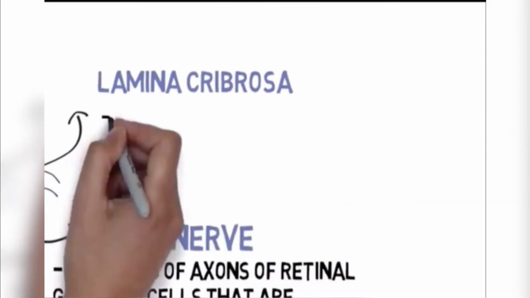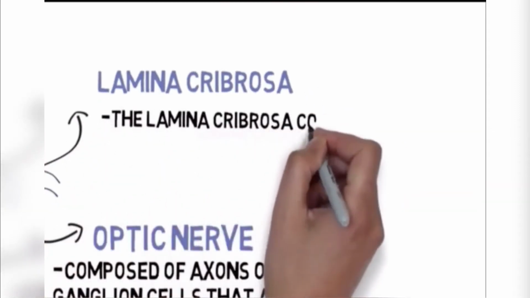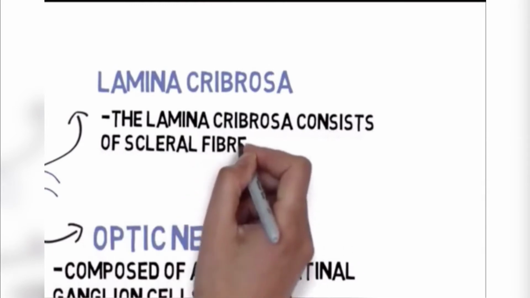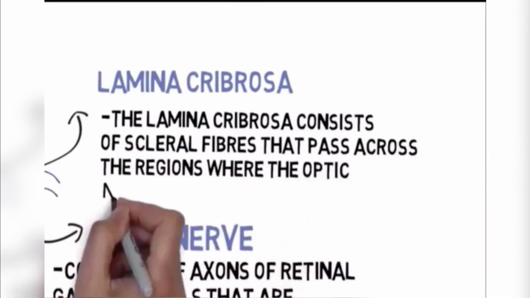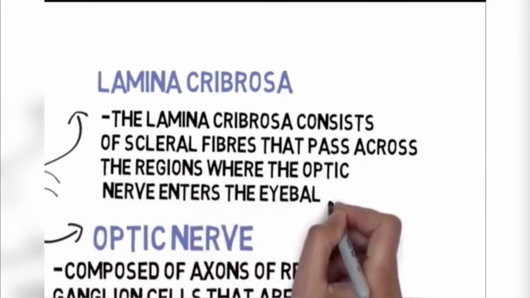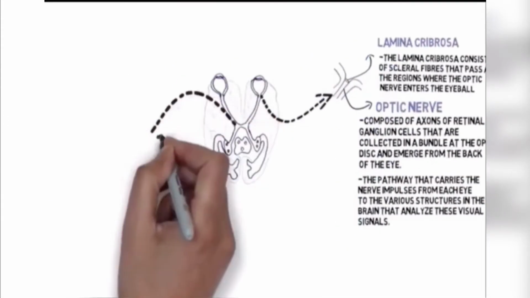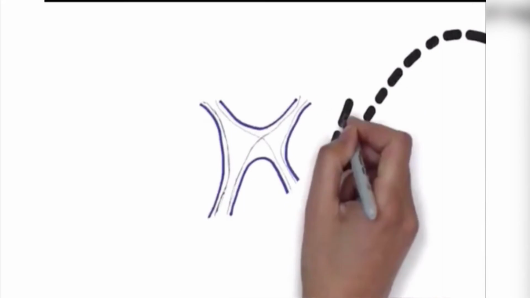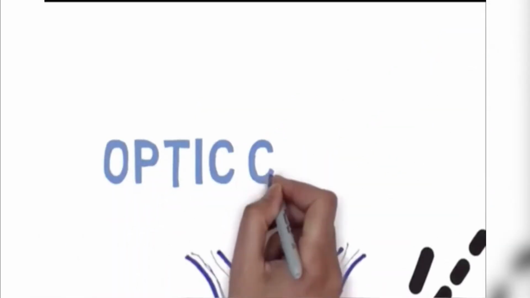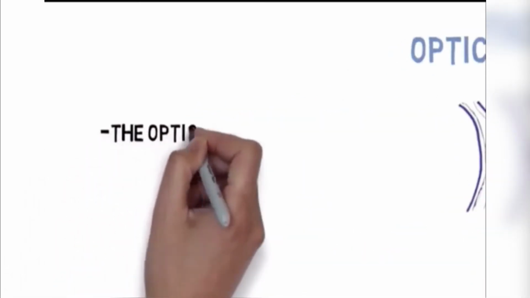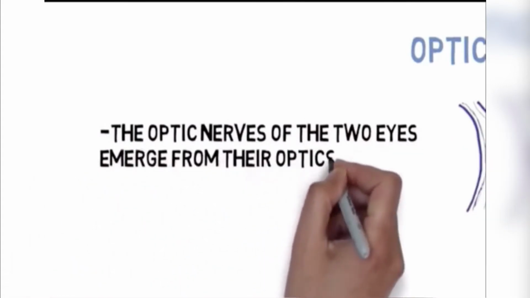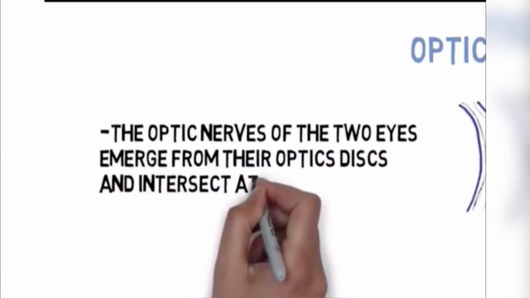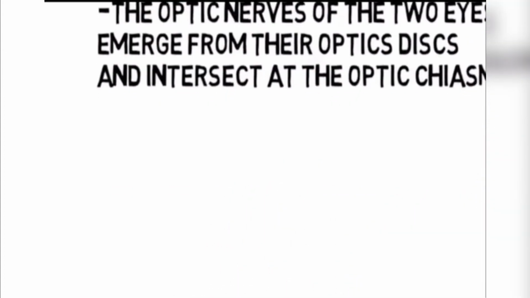Next, we move on to the lamina cribrosa. The lamina cribrosa consists of the scleral fibers that pass across the region where the optic nerve enters the eyeball. Next, the visual pathway will pass through the optic chiasm. The optic nerves of the two eyes emerge from their optic discs and intersect at the optic chiasm.